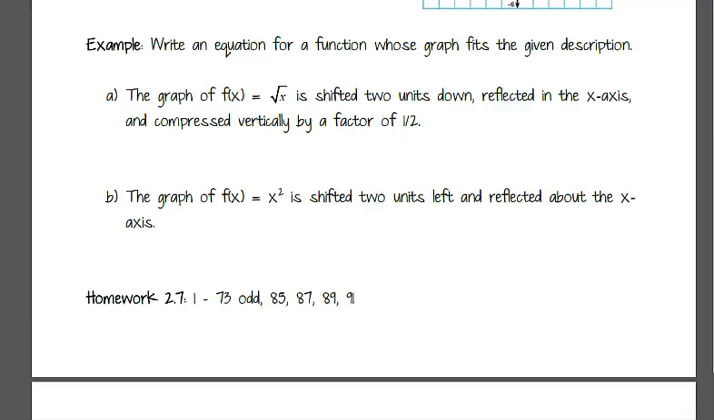All right, now in this example, they want us to go in the opposite direction. They want us to write an equation for a function whose graph fits the given description. The graph of f of x equals the square root of x, is shifted 2 units down, reflected in the x-axis, and compressed vertically by a factor of 1/2. Okay? Think about that, and also the next one on your own for a second, and then we'll talk about what the answer should be.